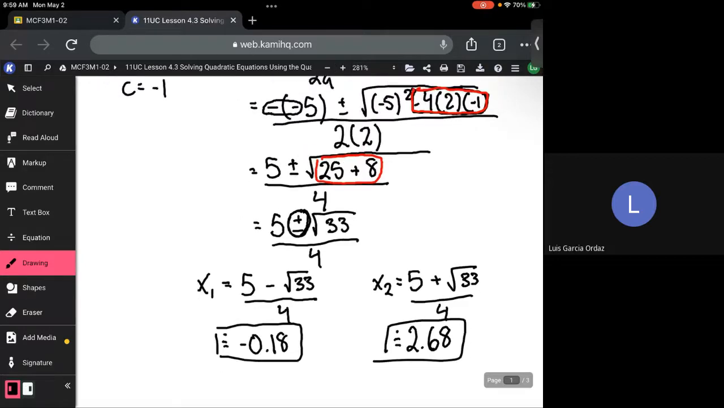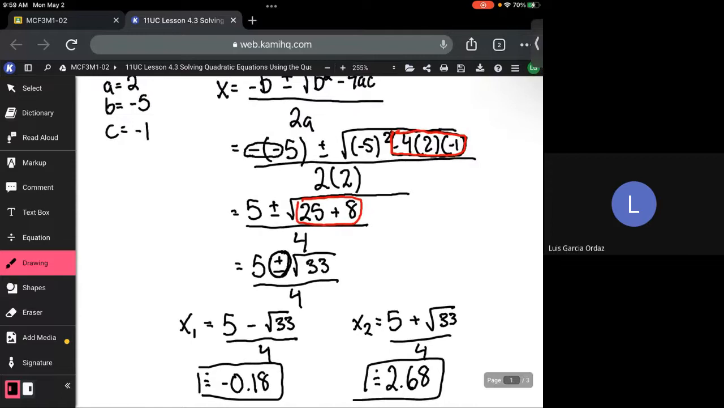So when we round our answers, would we need to round them or no? I'll tell you how many decimal places to round to. So that's the quadratic formula. That's it. No, I'm joking. There's a couple more examples.